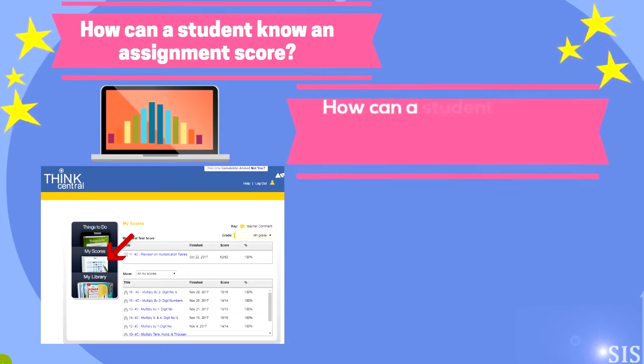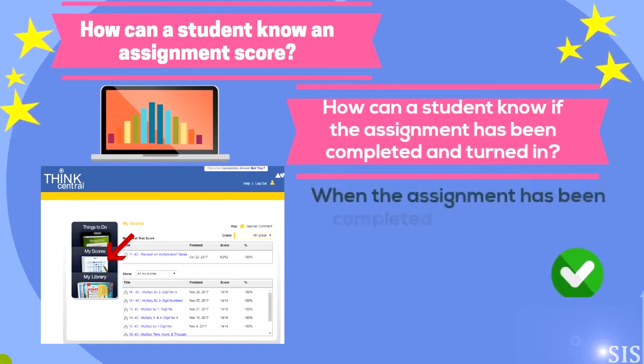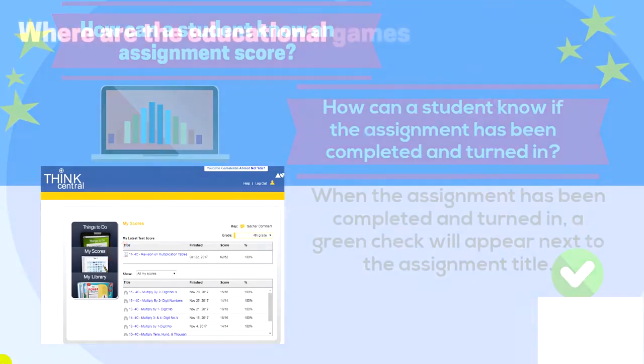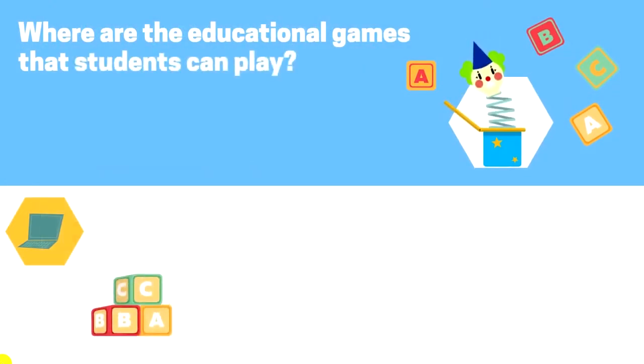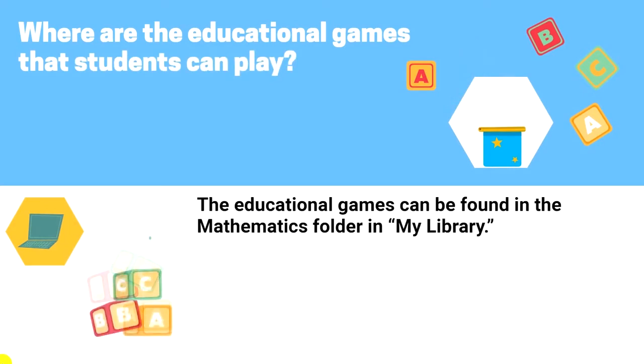How can a student know if the assignment has been completed and turned in? When the assignment has been completed and turned in, a green check will appear next to the assignment title. Where are the educational games that students can play? The educational games can be found in the Mathematics folder in My Library.